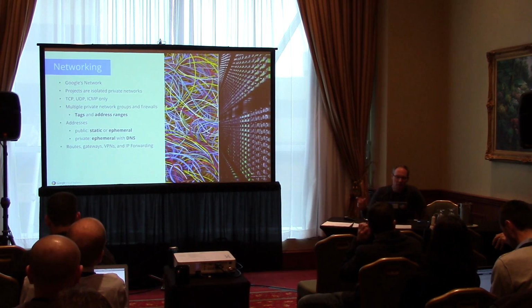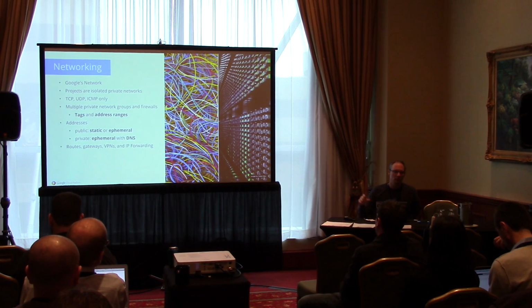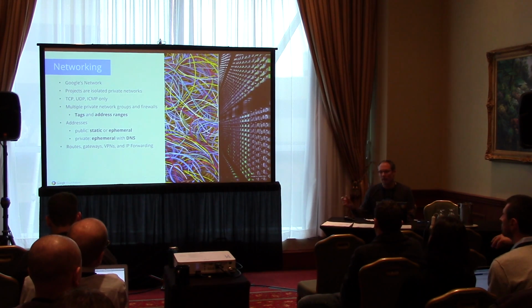Private IPs, like I said, they're ephemeral, but there's the concept of internal DNS name resolution. So when you create instances, you give them a name, and all the machines within that project can refer to each other's instance just by name, and that gets resolved automatically. So even if you shut an instance down for a couple of days and you brought it back up and it got a different private ephemeral IP, you can still refer to it by its host name. Advanced routing supports gateways and VPNs, IP forwarding.